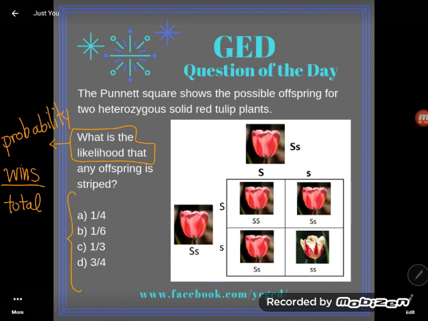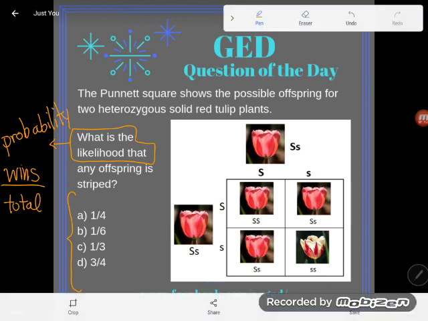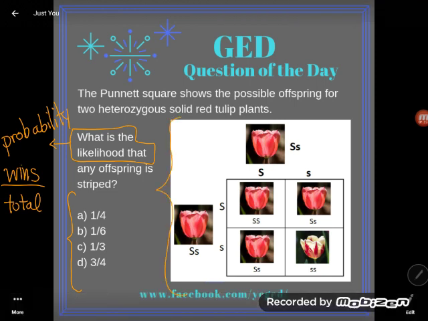What do I mean when I say wins? Well, we're looking for the likelihood that any offspring is striped. So my striped tulips would be a win. That's what I mean by that. And then over the total, well, if it's the likelihood that any offspring is striped, then all the offspring would be the total. So we have to be able to find striped, and we have to be able to find the total offspring based on this Punnett square.